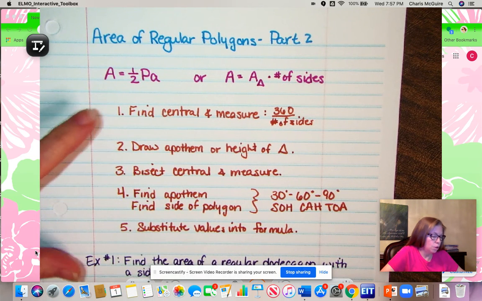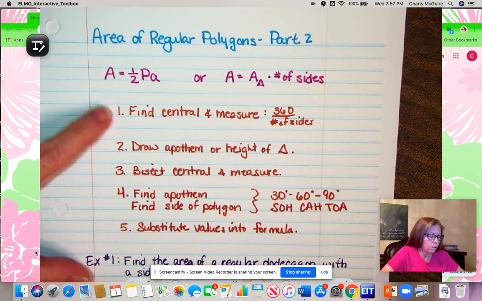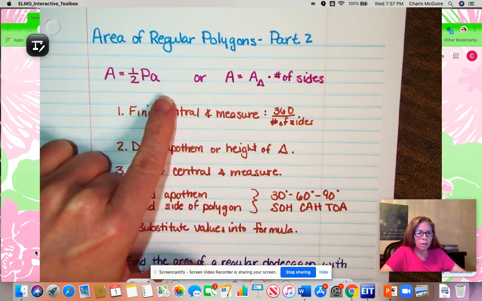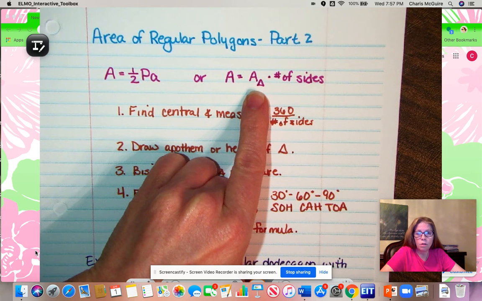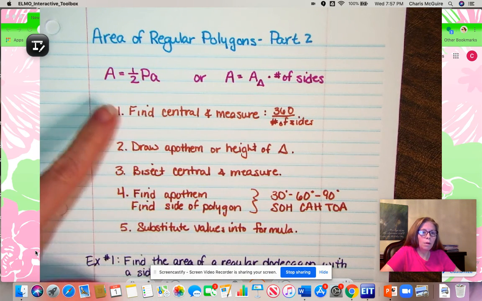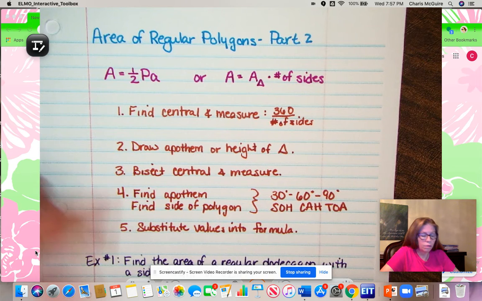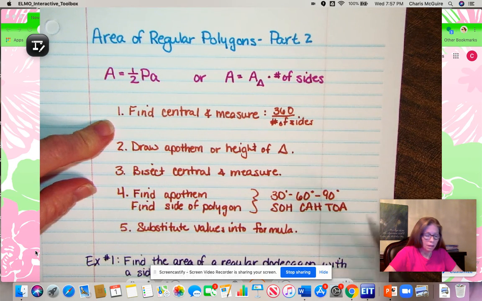So I just made some notes for you to help you go through a systematic way to do this. The first thing you're going to do is decide which formula you're going to use. I really like this one. This is my favorite because it makes sense, right? We're very familiar with the area of a triangle, and then you can count the number of sides. So it's not that difficult. But either formula that you choose, the first thing that you're always going to do is find the central angle measure, because the central angle measure is going to help you work inside that polygon on that triangle to find the apothem and the side of the polygon.